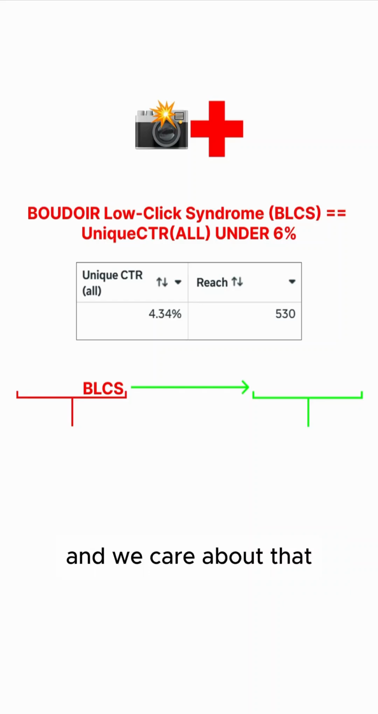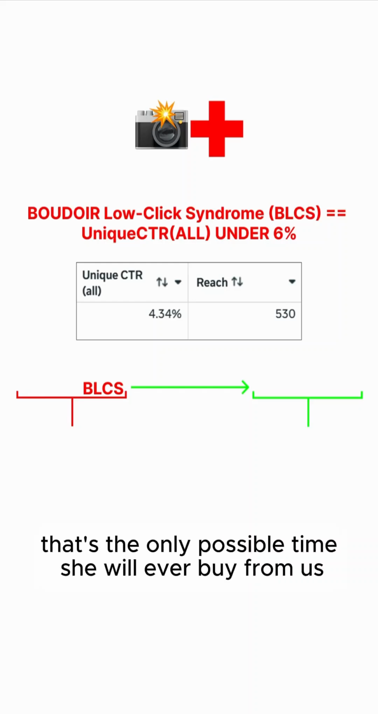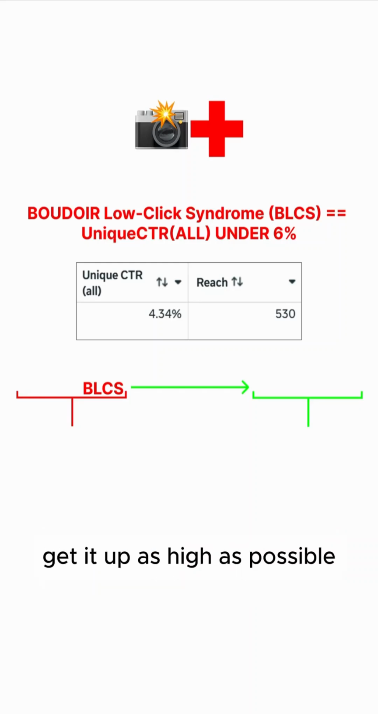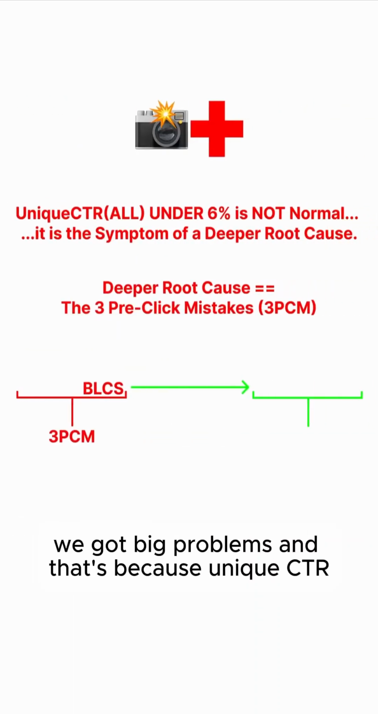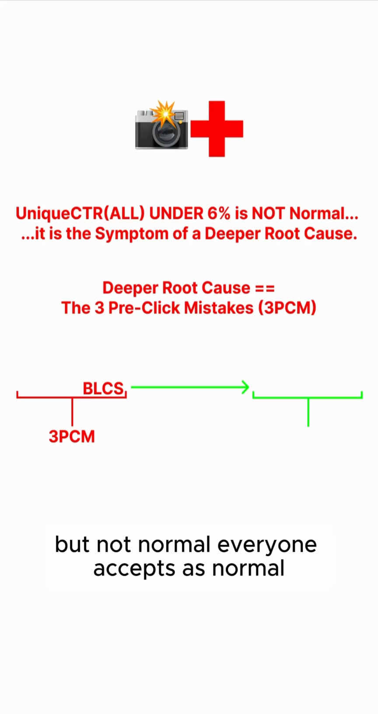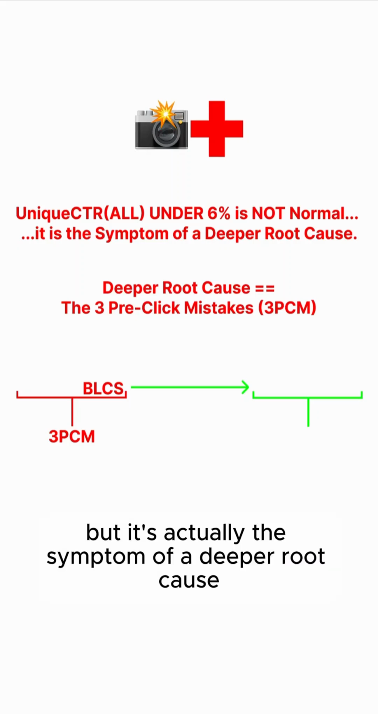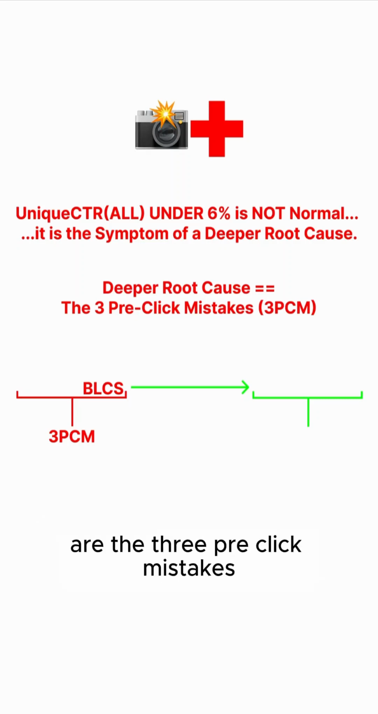We care about that because if our ad enters a woman's brain, that's the only possible time she will ever buy from us. So we've got to maximize this number, get it up as high as possible. 6% is the minimum. If we're below 6%, we've got big problems, because unique CTR under 6% is not normal. Extremely common, but not normal. Everyone accepts it as normal, but it's actually the symptom of a deeper root cause, and that deeper root cause is the 3 pre-click mistakes.